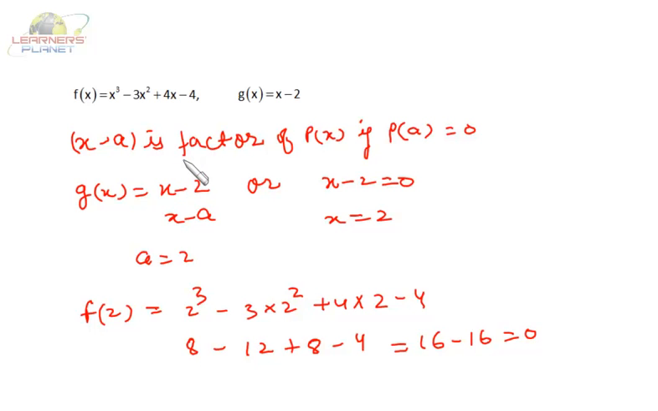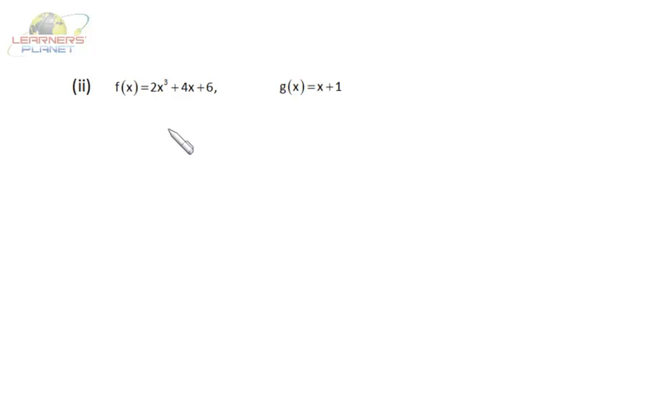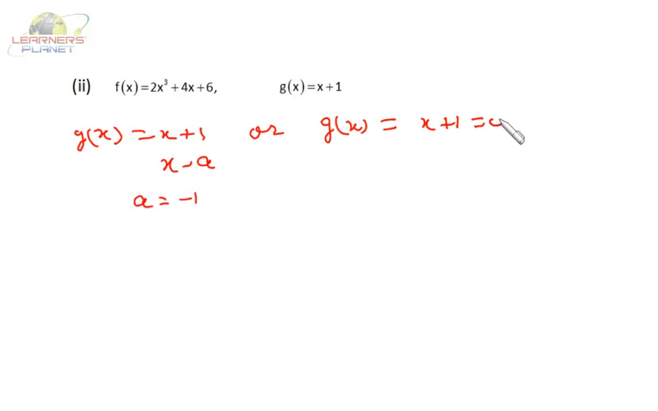Okay, let's do one more problem. In this case, we have to find out whether gx is factor of fx or not. So what is the first step? Let's find out the 0 of gx or compare it with x minus a. So gx is x plus 1. We compare it by x minus a. So a is minus 1, or we can find out the 0 of gx, that is x is equal to minus 1. That means we have to calculate f of minus 1.